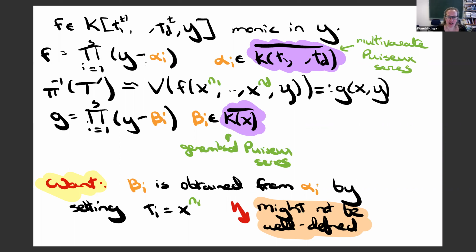Okay, I factor f to get the roots alpha, which we now know I can think about as multivariate Poisson series. I factor g and I get roots beta, which I now know I can think of as these slightly generalized Poisson series in one variable, depending on what the characteristic of k is.